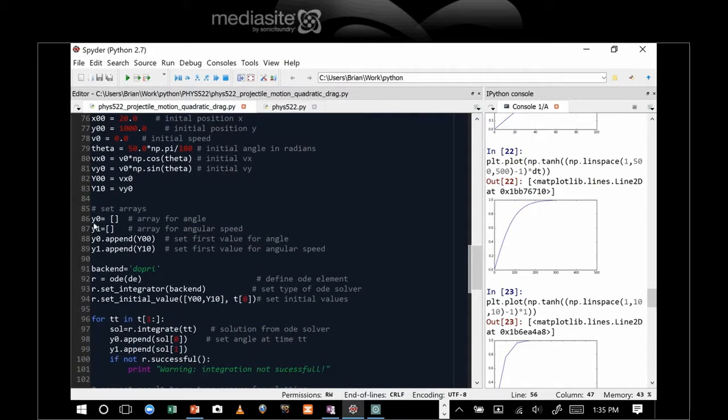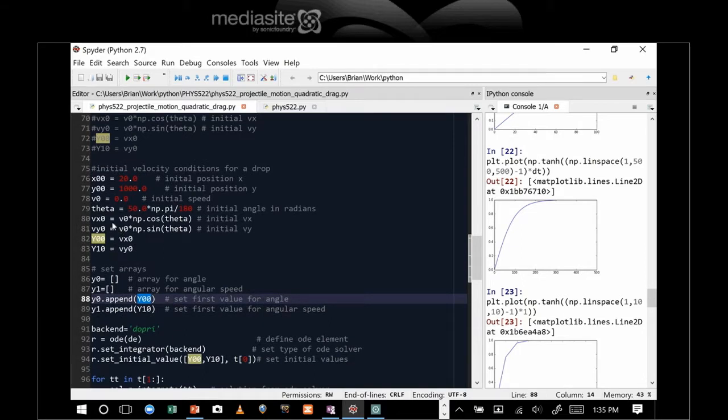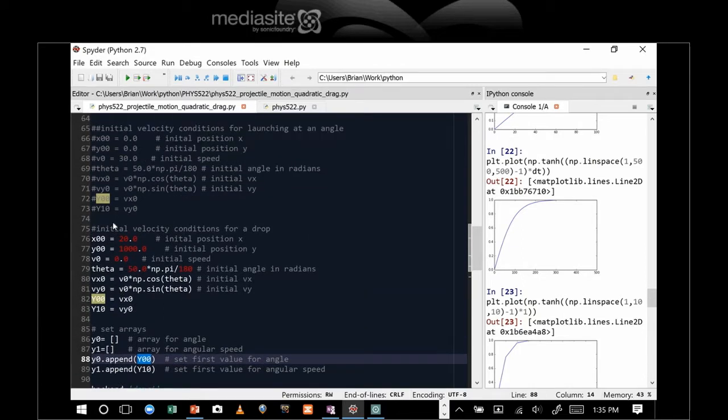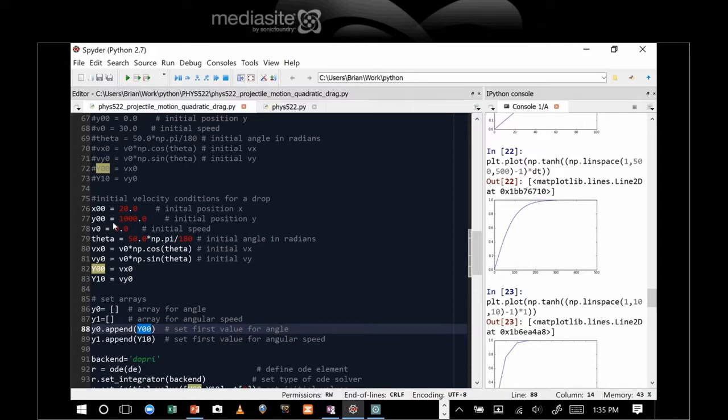Then I have to create my arrays for my solutions. Vy, okay, what is y0? y0 is the x component of the velocity. y1 is the y component. And then I append this. This is the initial condition for Vx0. Well, that's going to be 0 because, oh wait, what did I do there? Oh, this is just generic projectile motion.